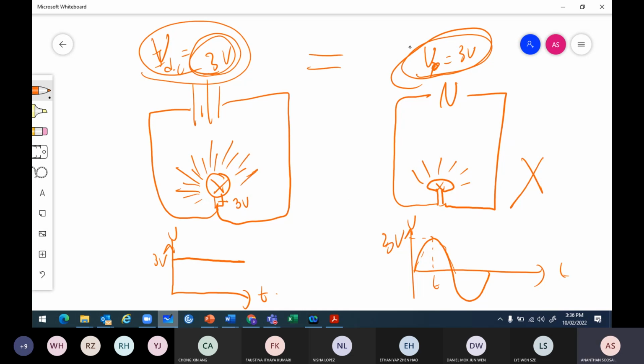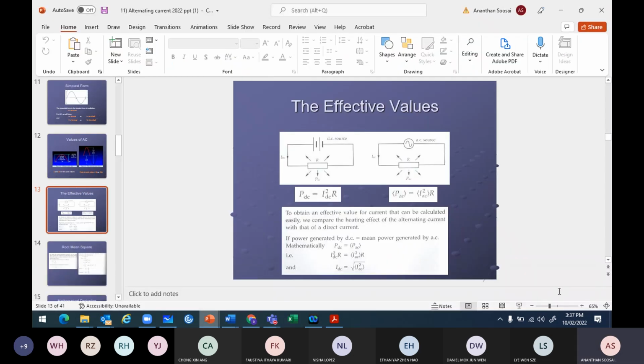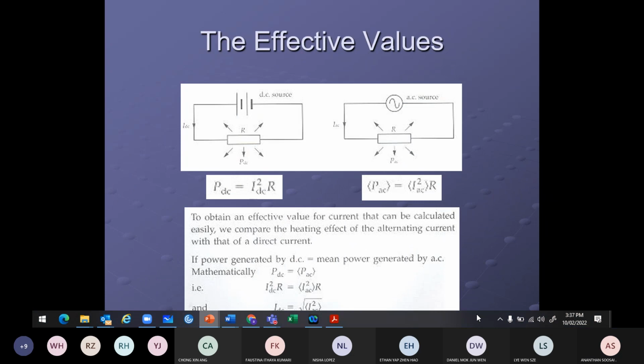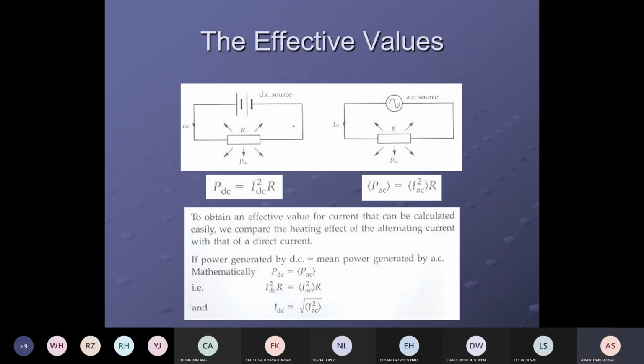Okay. Then what value of AC can give the same brightness as the DC 3 volt? What is the name of that value? Definitely not peak. Then which value? So that's what we're going to discover. Which value of the AC will give the same brightness as the DC voltage? Okay. So to explain that, this slide tells that information. Look at this slide.